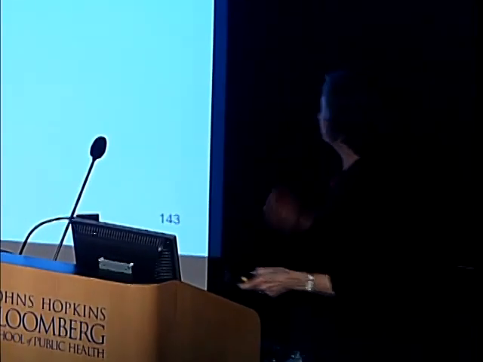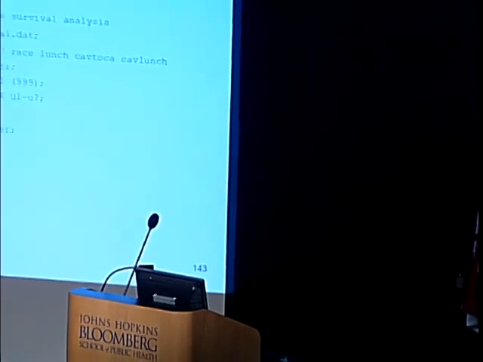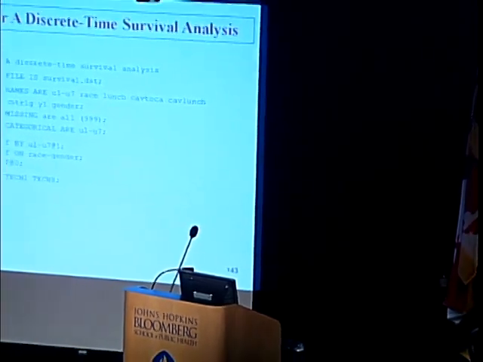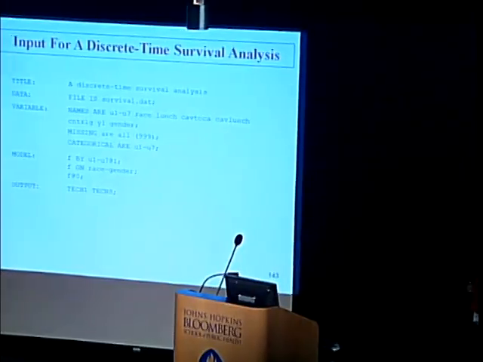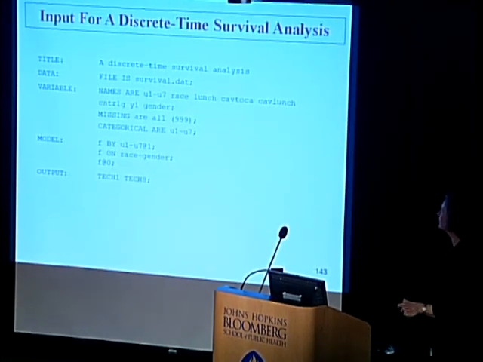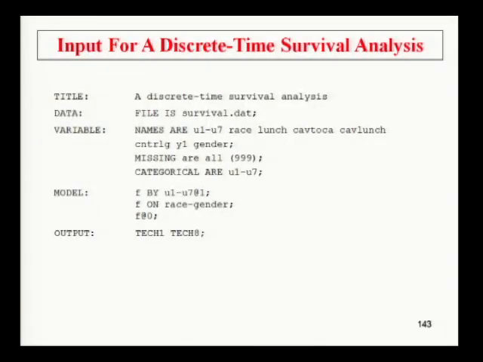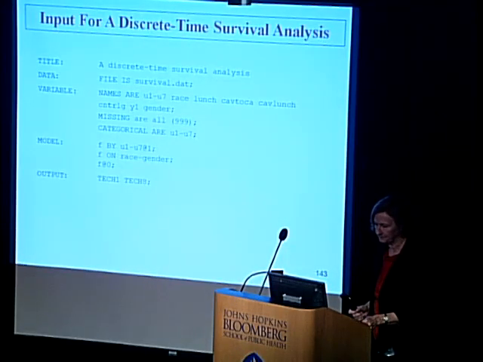So for this actually to be estimated as a proportional discrete time survival model, you must use maximum likelihood estimation, and the data have to be set up according to a specific pattern.